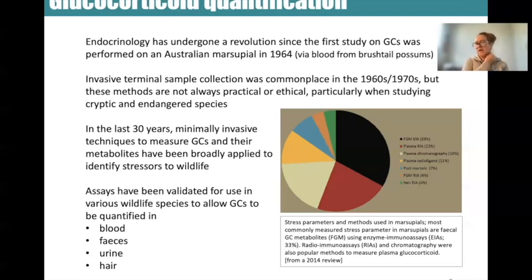So over here you can see a pie chart of the different stress parameters and methods used in marsupials. And it's evident that the most commonly measured stress parameter in marsupials has been through the use of fecal glucocorticoid metabolite analysis, so using enzyme immunoassays. So when I refer to fecal steroid analysis during the lecture, this is what I'm referring to.